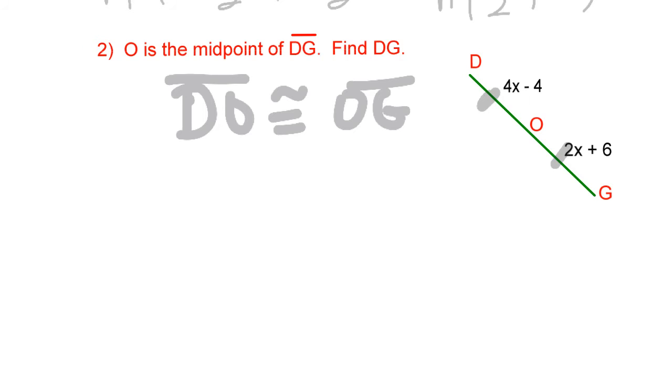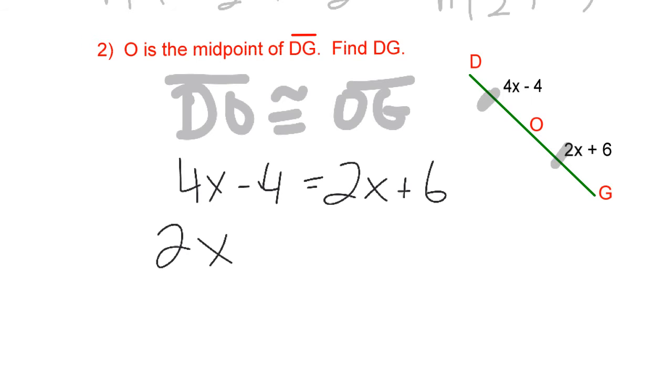So let's substitute. Instead of segment DO, I can replace 4x minus 4 is equal to segment OG, which is 2x plus 6. Now arithmetic, algebra: subtract 2x, so 2x plus 4 equals 10, so x is equal to 5.